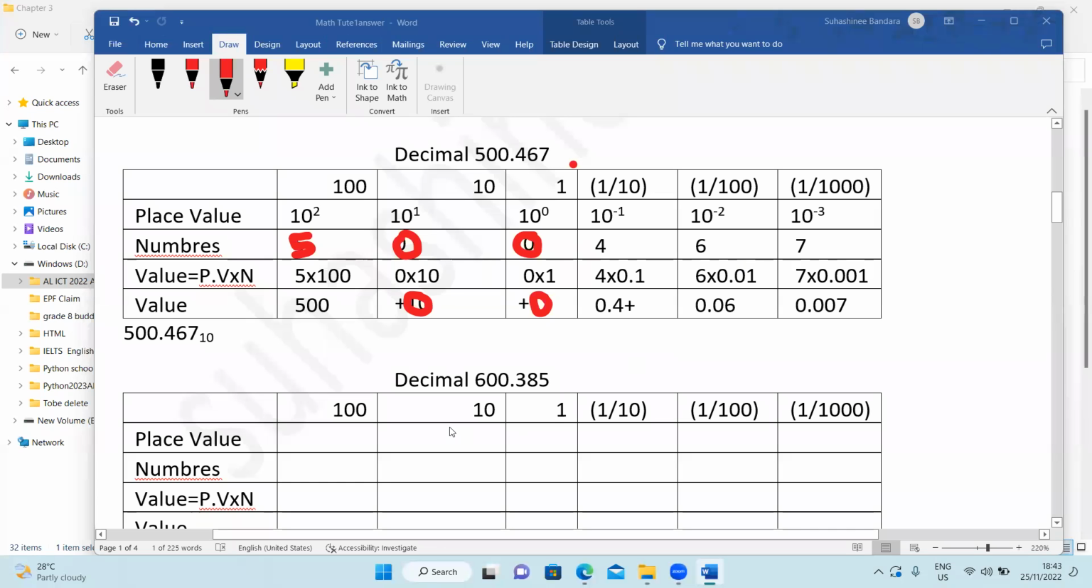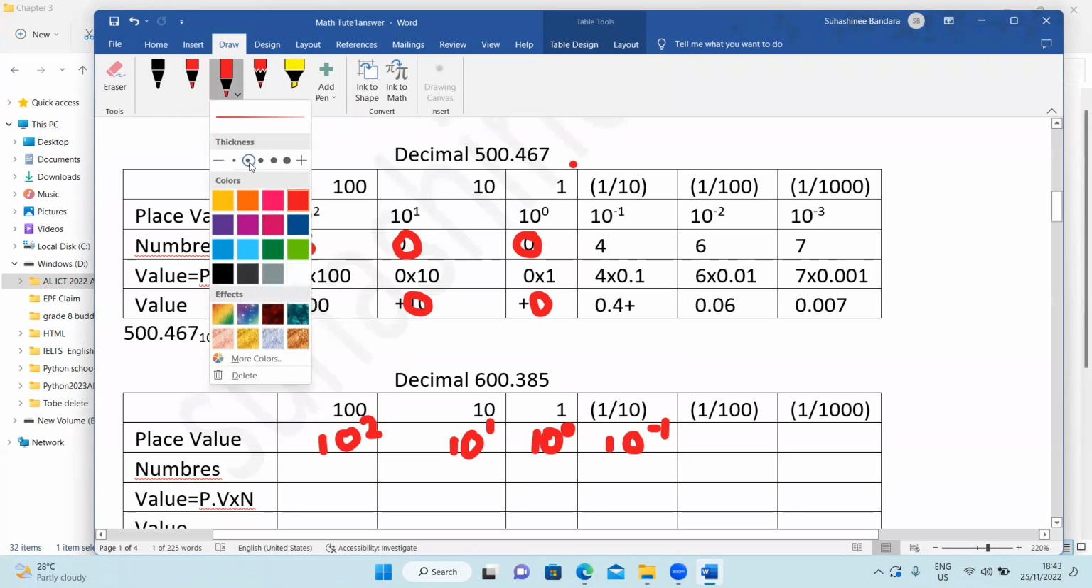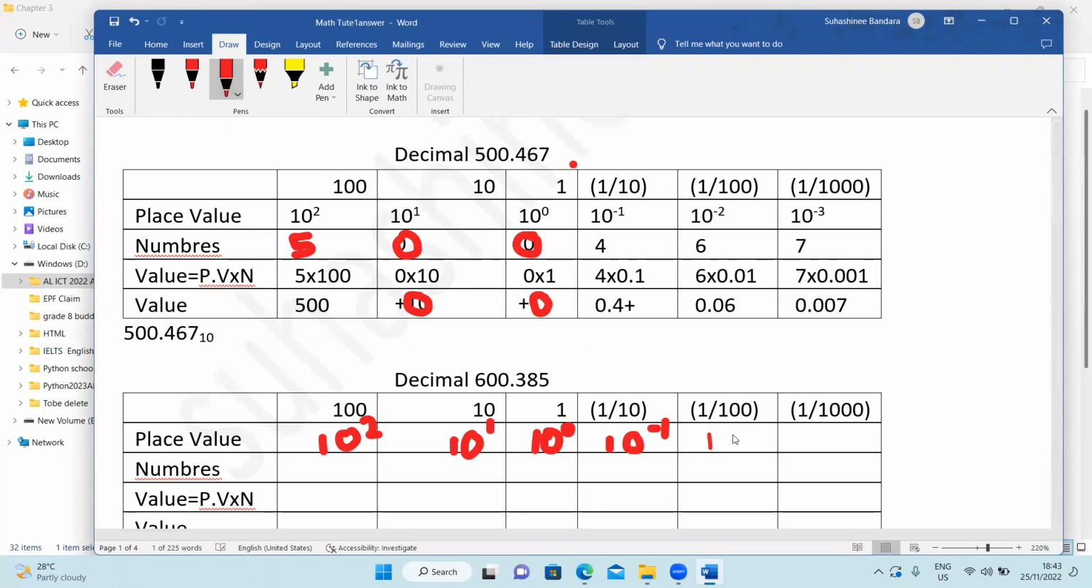Okay. So place value, next one, 10 to the power 2. Here 10 to the power 1. 10 to the power 0. So 10 to the power 0 means you will get the 1. Then the place after that, we have here 10 to the power minus 1. Then 10 to the power minus 2. 10 to the power minus 3.